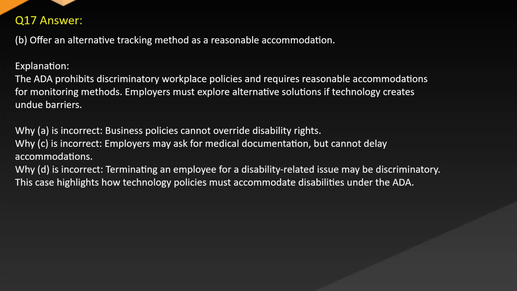Explanation. The ADA prohibits discriminatory workplace policies and requires reasonable accommodations for monitoring methods. Employers must explore alternative solutions if technology creates undue barriers. A is incorrect. Business policies cannot override disability rights. C is incorrect. Employers may ask for medical documentation but cannot delay accommodations. D is incorrect. Terminating an employee for a disability-related issue may be discriminatory. This case highlights how technology policies must accommodate disabilities under the ADA.